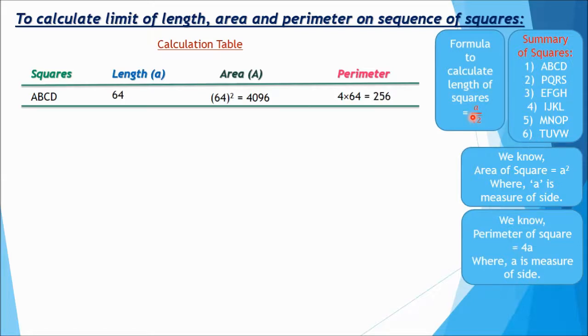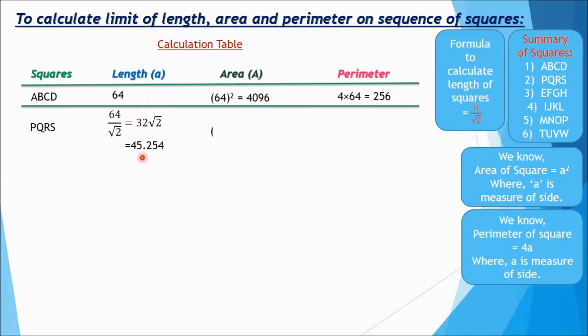For the next square PQRS we have to calculate the length. The length will be 64 by root 2. Now the formula is a by root 2, isn't it? The value of a will be 64. This a will be the length of the previous square. Always the previous square. Our previous square is ABCD and its length is 64. Now we have calculated this, 32 root 2. Let's write it in decimal form: 45.254. It gives us a clear indication that the value is decreasing, isn't it? First it is 64, now it is 45.